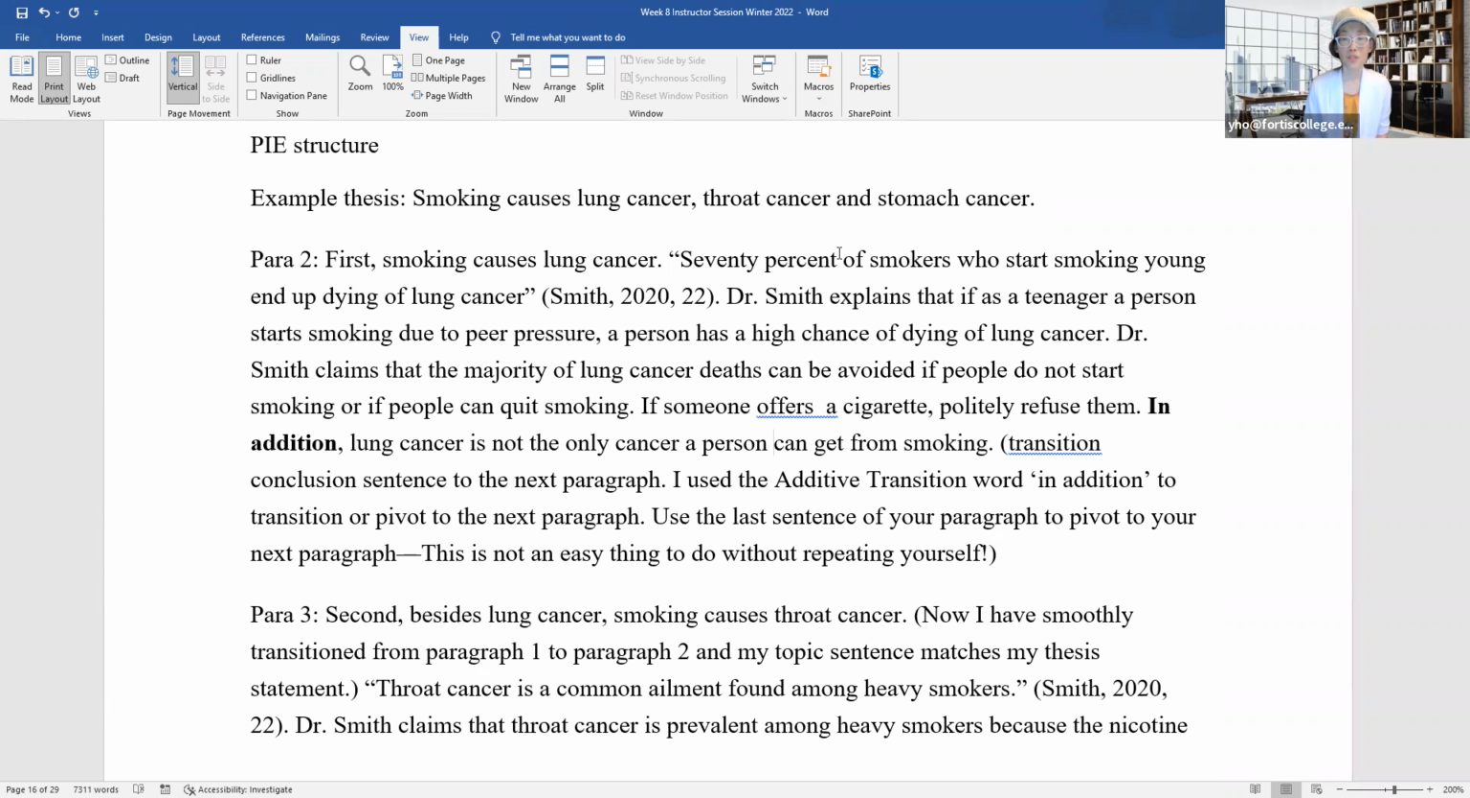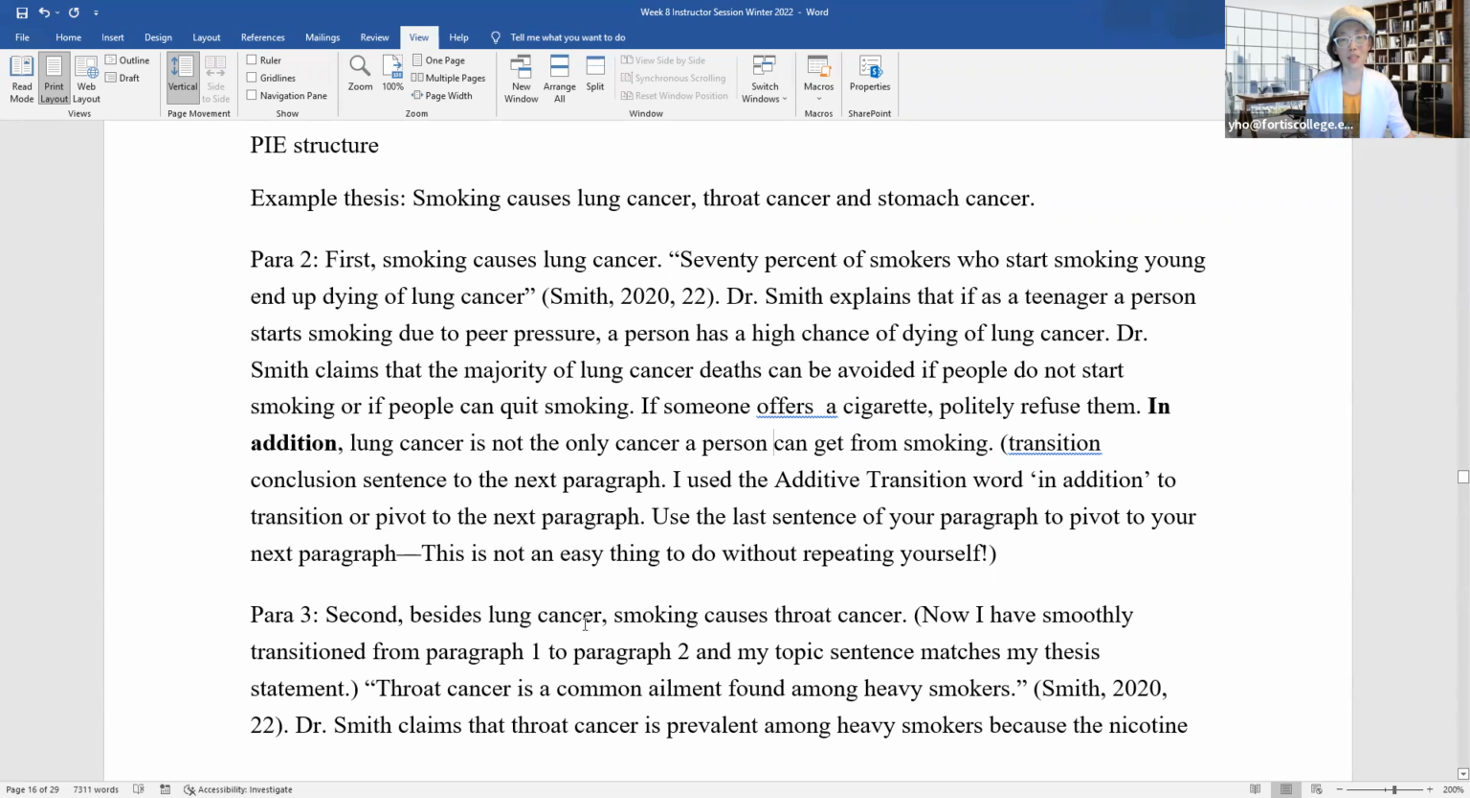If someone offers a cigarette, politely refuse them. In addition, lung cancer, and now I am transitioning. See this, I'm in the last sentence of my paragraph, and in the last sentence of my paragraph, I'm now transitioning to the next paragraph. So, in addition to lung cancer, you can also get throat cancer. Then you start with your next paragraph.